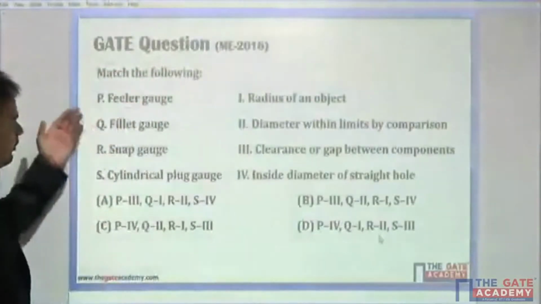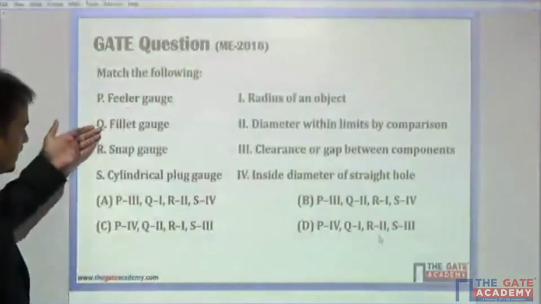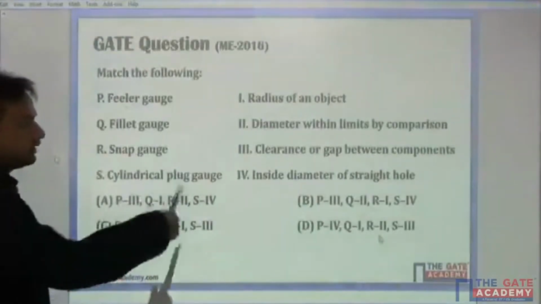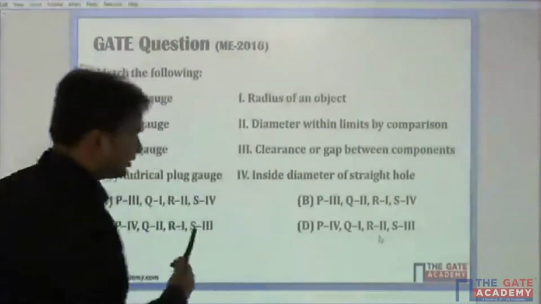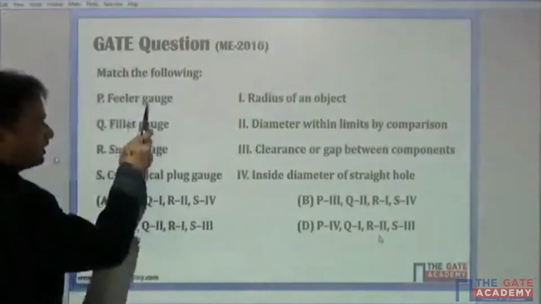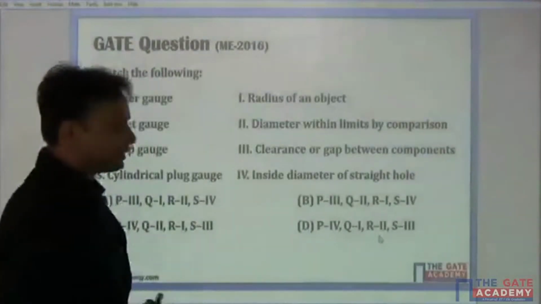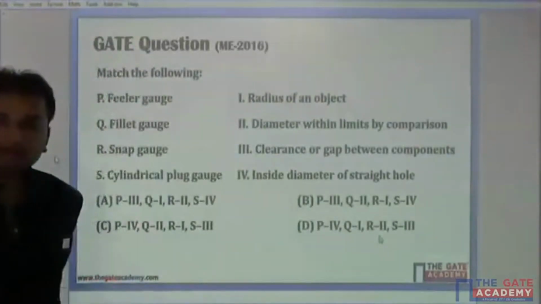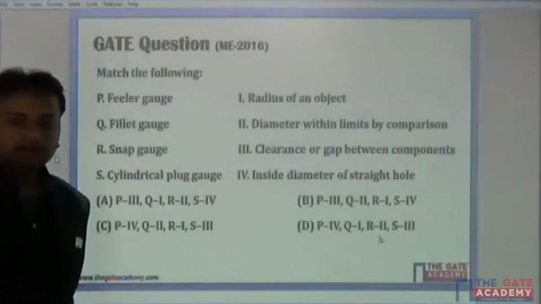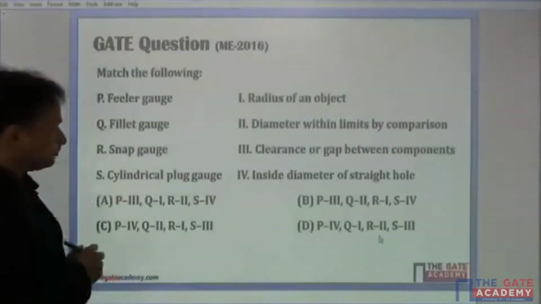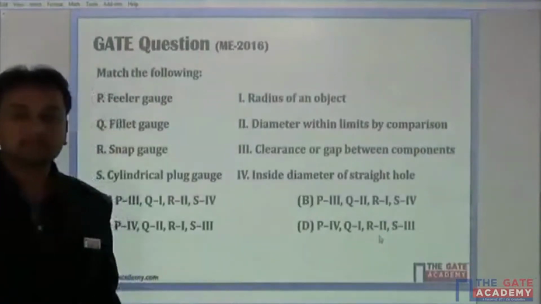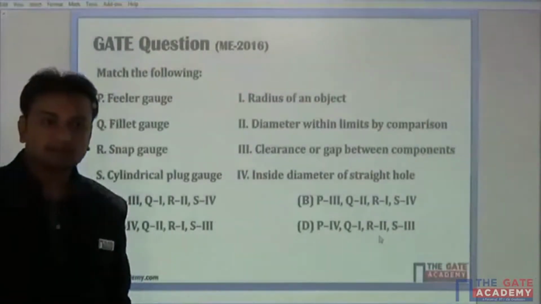Match the following: feeler gauge, gauge, snap gauge, and cylindrical plug gauges are given, and you have to match their functionalities or the usage where they are used for. So you must be knowing about the feeler gauge. Feeler gauge is nothing but these thin strips, and they differ in sizes, I mean in the thickness. So the feeler gauges, as I was telling you, are nothing but the strips.